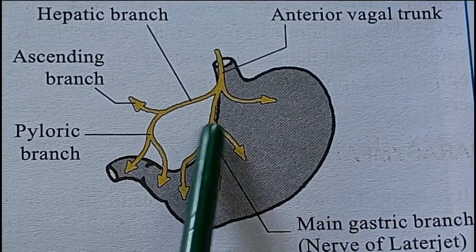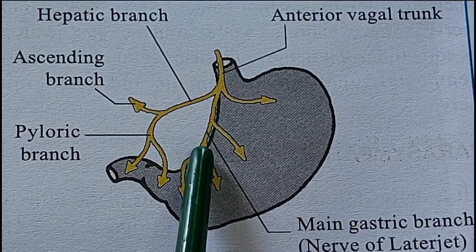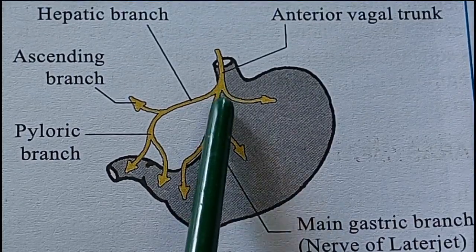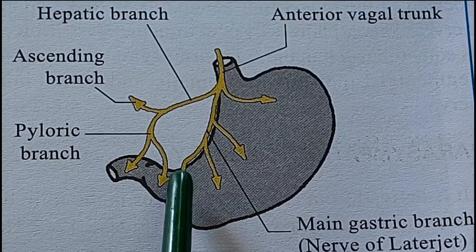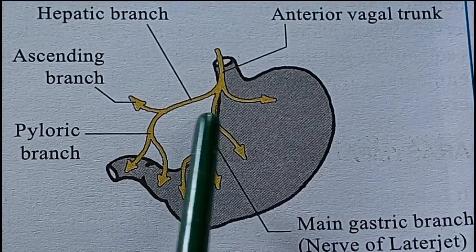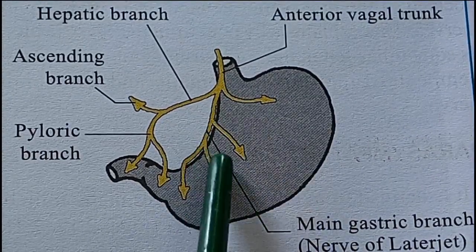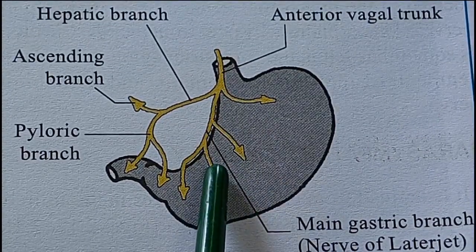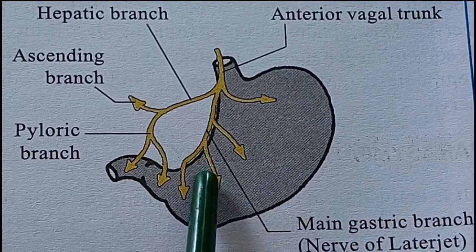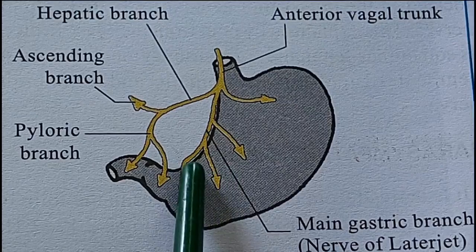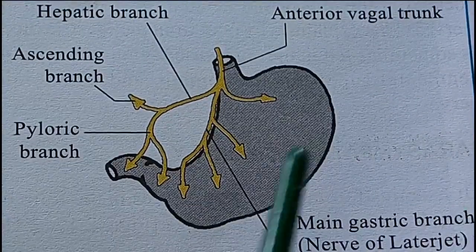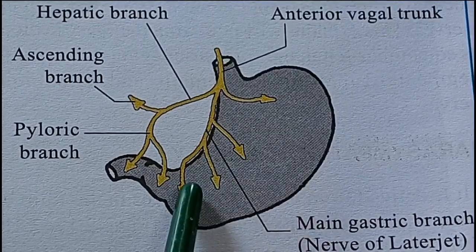The gastric branch of the anterior vagal trunk is known as the anterior nerve of Latarjet. It runs along the lesser curvature and reaches up to the incisura angularis. It gives 6 to 10 branches to the anterosuperior surface of the stomach and supplies it. The terminal branches of this gastric branch resemble the appearance of a crow's feet.